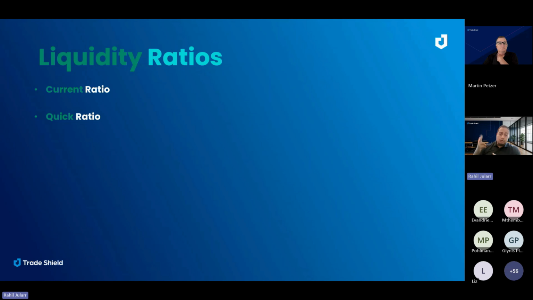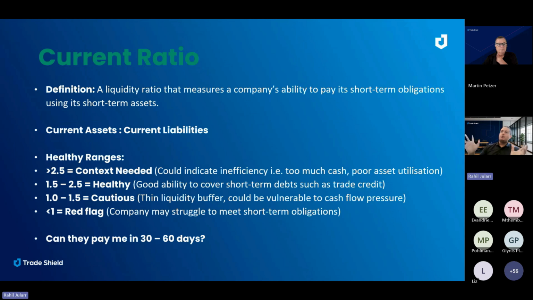Liquidity ratios, there's two important ones that we're going to be looking at today. And these should be well known to everyone that has dealt with financial statements or done calculations on financial statements. It's your current ratio and it's your quick ratio. Your current ratio. What is your current ratio? Well, quite simply, it's the ability of a company to pay its short-term obligation using its short-term assets.